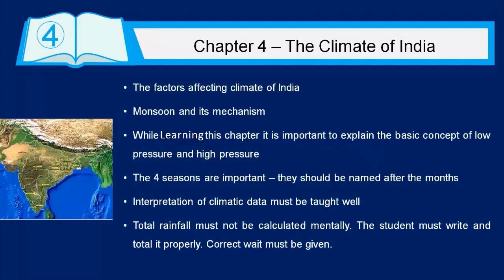While attempting a question on interpretation of climatic data, you must learn to calculate the annual range of temperature, total rainfall and its impact on coastal regions. You should be able to identify the name of rain-bearing winds by looking at the rainfall data. The appropriate units must be written. Total rainfall should not be calculated mentally. You must write it down and then add, to avoid any mistake.